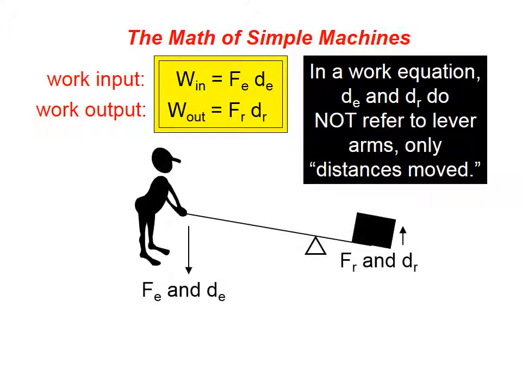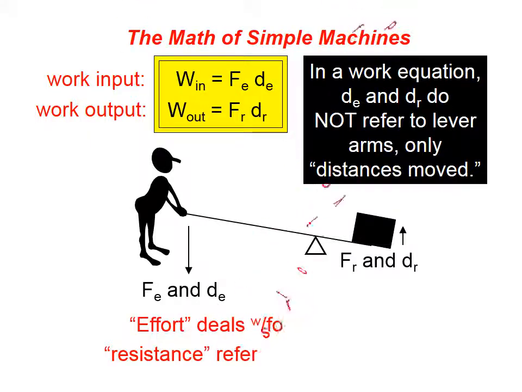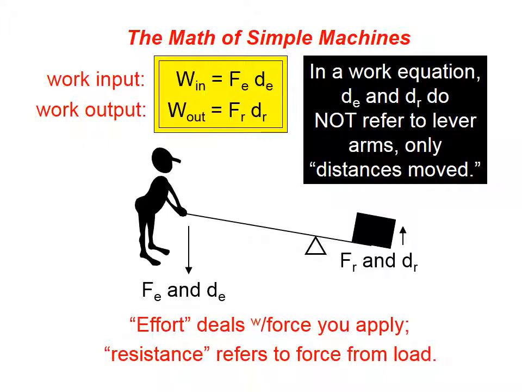For example, in this first class lever, if we're talking about the work done by this person, De would have to be this distance here. We could not say that De would be the lever arm between the effort force and the fulcrum. If we're calculating work, De has to be this distance. If we're calculating the work that we get out, then Dr has to refer to this distance, the distance that the resistance moves through. Effort, of course, deals with the force that you apply. Resistance refers to the force from the load.